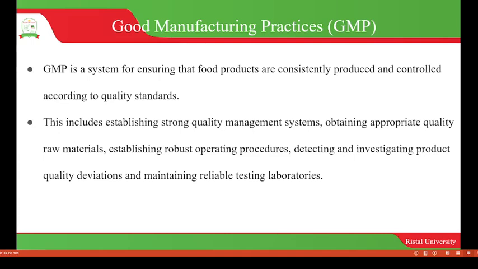We are going to look at good manufacturing practices, which is one of the prerequisite programs for food safety and sanitation, and it is a quality assurance system that ensures that products are consistently produced and controlled according to quality standards. Therefore, we can define good manufacturing practices as a system for ensuring that food products are consistently produced and controlled according to quality standards.